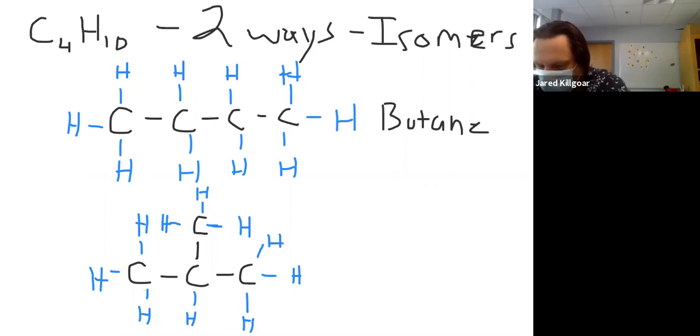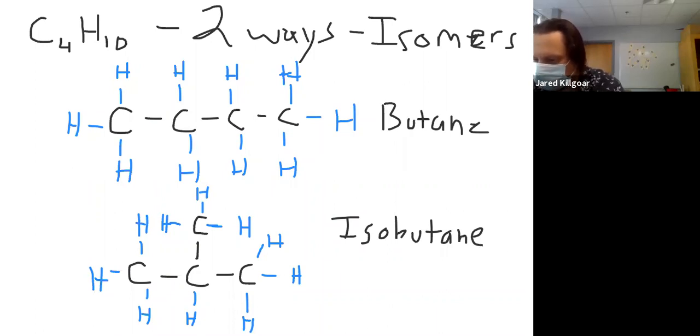So you only have 1, 2, 3 carbons in a row, either way you look, and you have that carbon coming off of the middle carbon. So this is what they call isobutane. Okay, that's isobutane, or also 2-methylpropane is another name for it, but I like to call it isobutane because you got your 4 carbon groups.